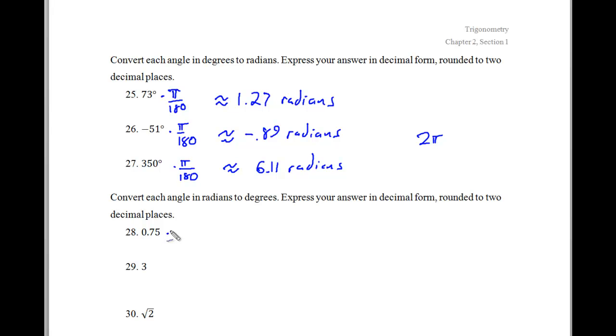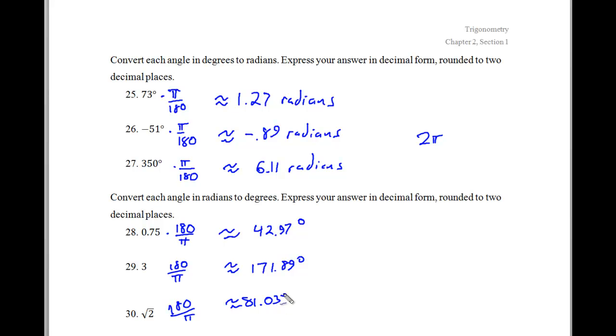Same thing here as we did before, except we are going to multiply by 180 and divide by pi, and this will give us an approximate degree measurement. This one would be 42.97 if rounded correctly, so 2 decimal places, as it says in the instructions. This is going to be 180 degrees divided by pi. Again, 3 times 180 divided by pi is approximately 171.89 degrees. Square root of 2 radians? Sure, why not? We're going to multiply by 180 divided by pi, and this is going to give me 81.03 degrees.